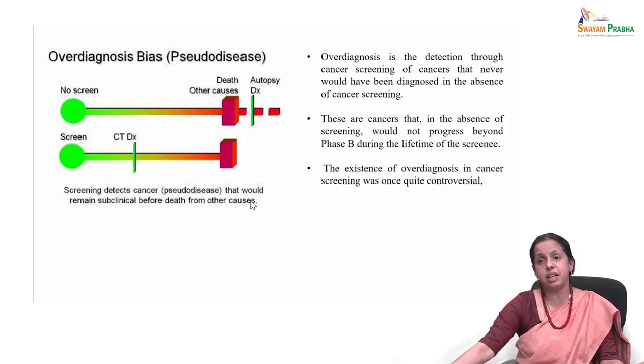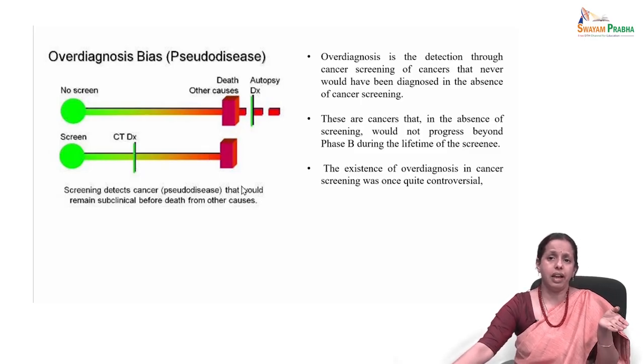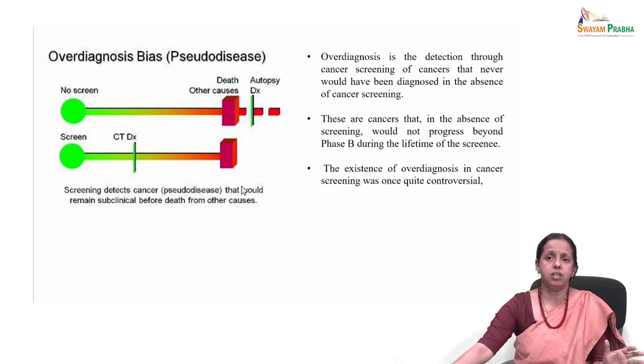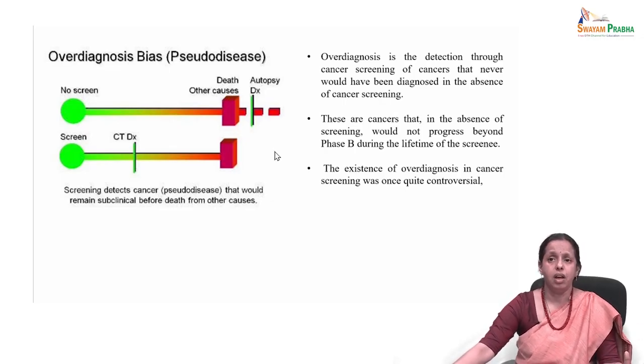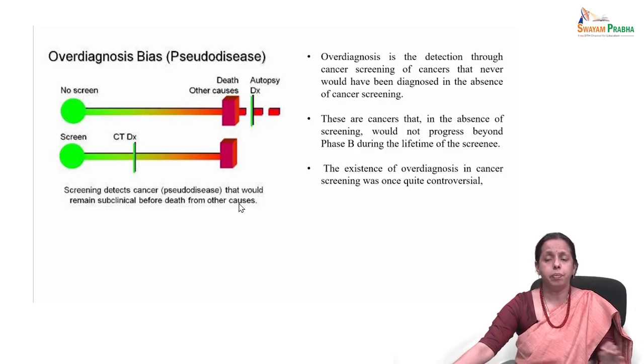Overdiagnosis is basically an extreme form of length bias, in which a screening test detects, for example, a lung cancer that is really a pseudo disease: a cancer which people die with, but not from. So it may look like a cancer under the microscope, but it could not have been really potent.